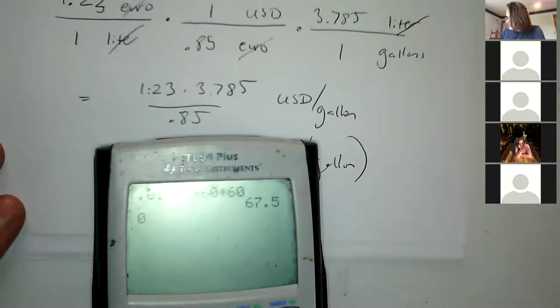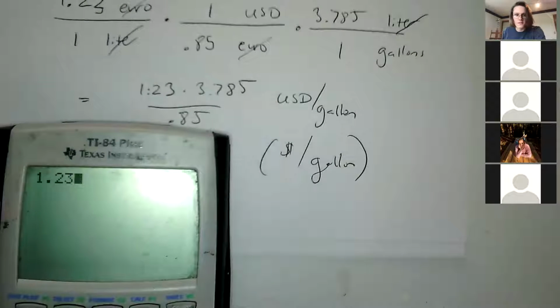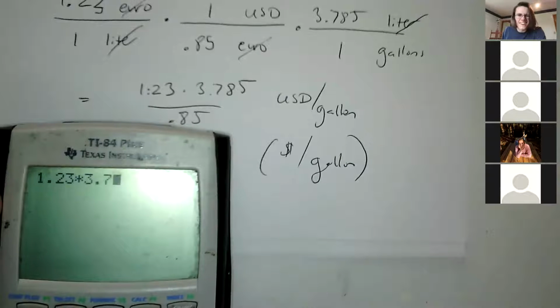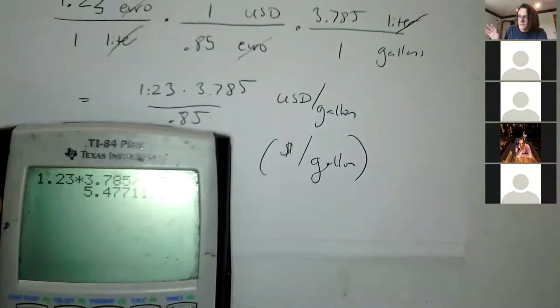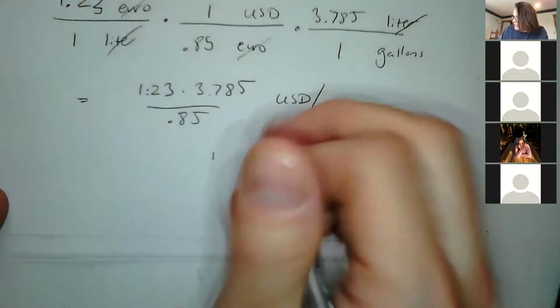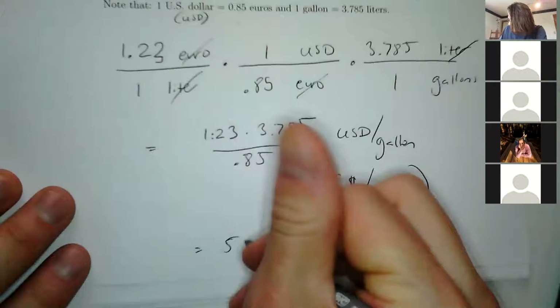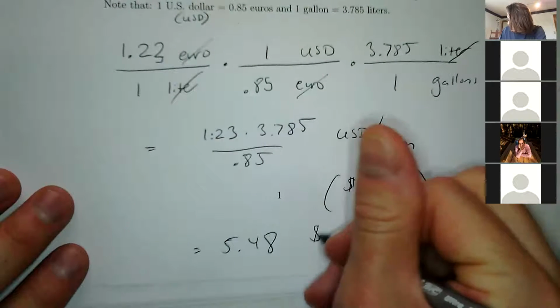So I have 1.23 times 3.785, and then divided by 0.85. So I get about, you could round it to 5.50. I'll say 5.48 maybe. So this is equal to 5.48, and I'll do dollars per gallon.